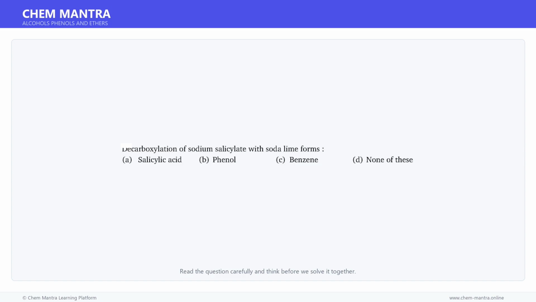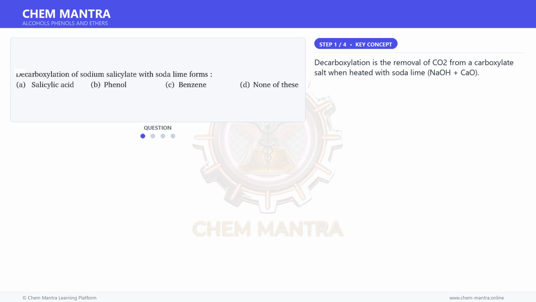Here is a question. Read it carefully and think about the answer. Let us solve it step by step. Let us first understand the key concept here. Decarboxylation is the removal of CO2 from a carboxylate salt when heated with soda lime, NaOH plus CaO.